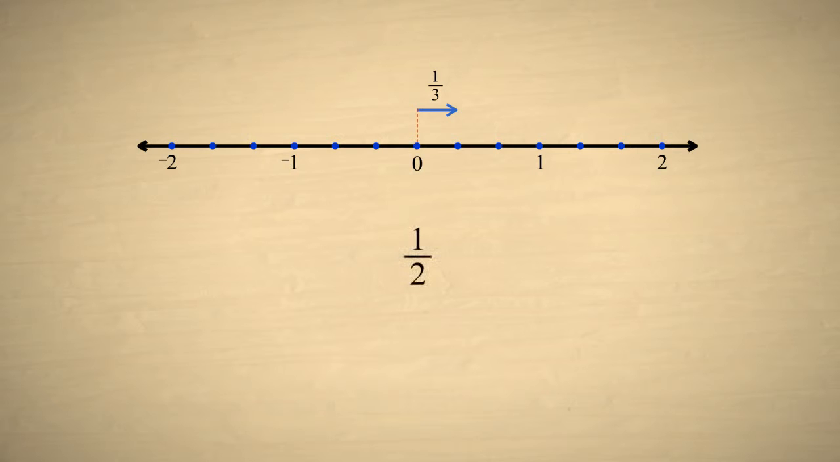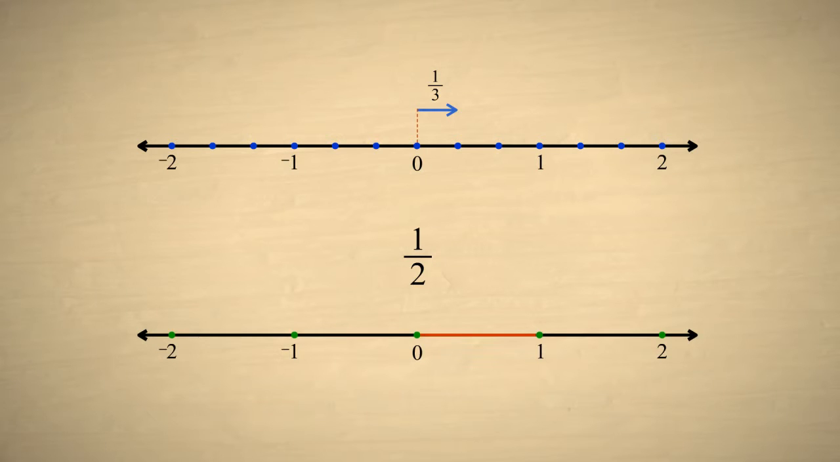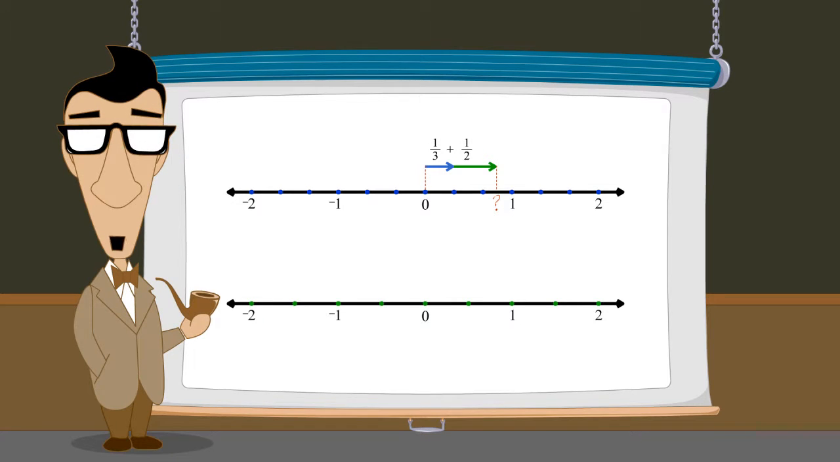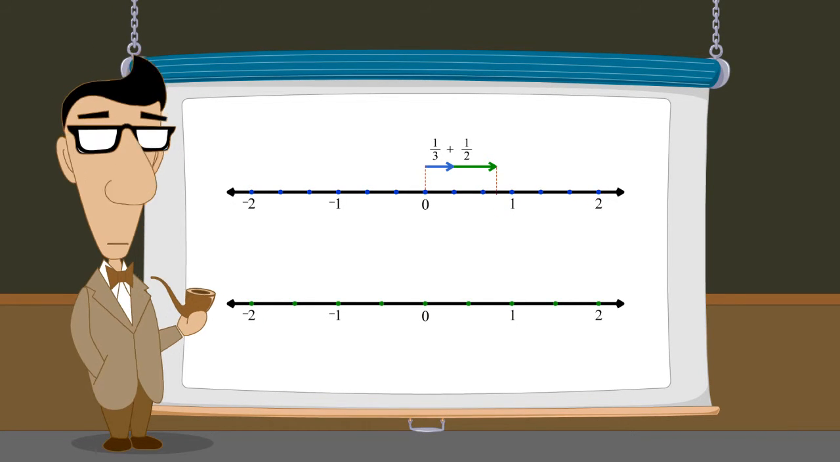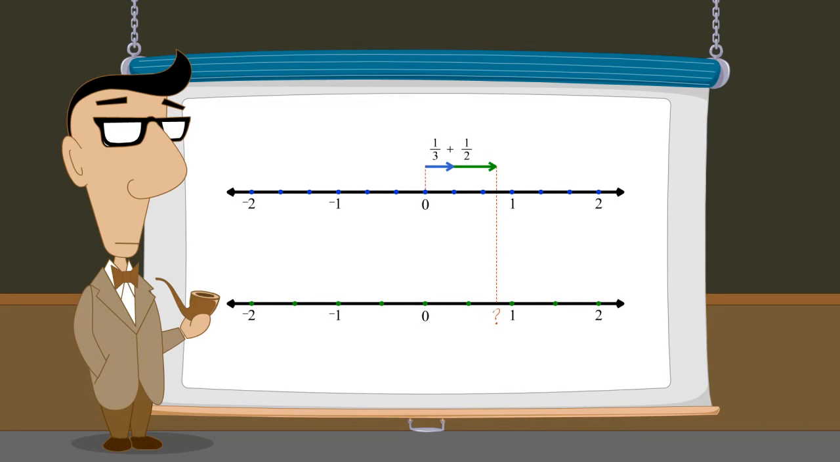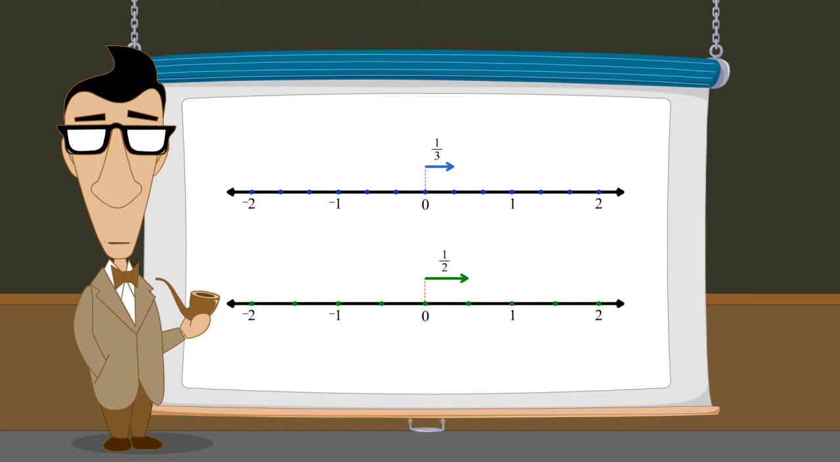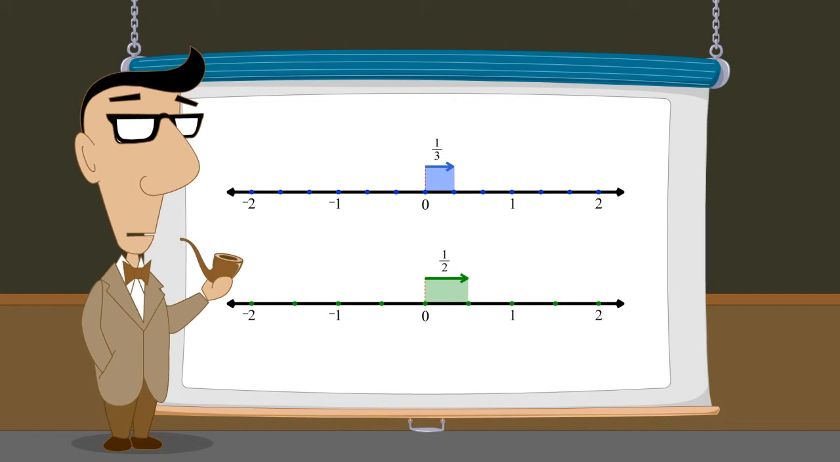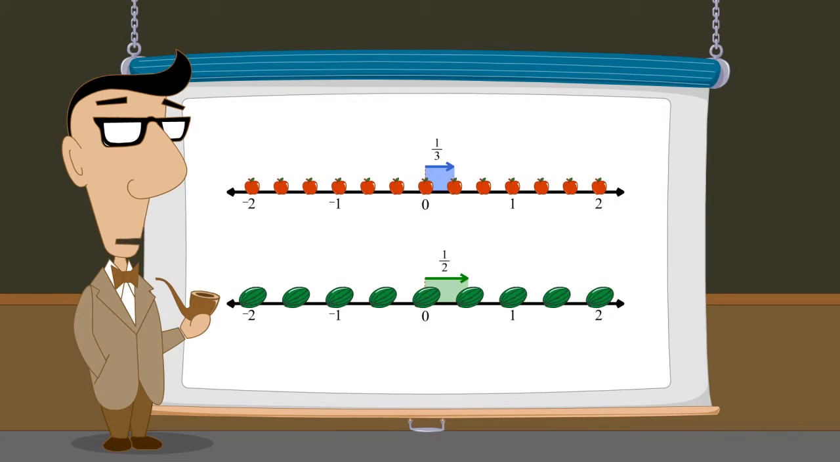On the other hand, the fraction 1/2 has a denominator of 2. So each unit length on the number line is divided into 2 equal divisions. And the fraction 1/2 is represented by one of these divisions. Unfortunately, when we add these two fractions, the sum won't fit into either set of divisions. This is true whether we use 3 divisions per unit or 2 divisions per unit. Since each fraction is expressed using different size divisions, it's like trying to add apples and watermelons.